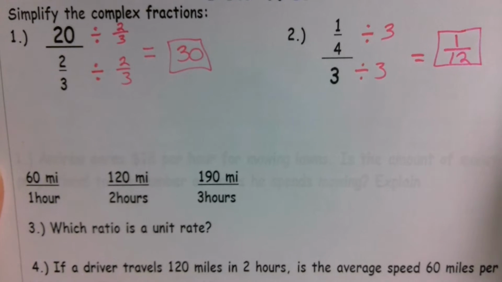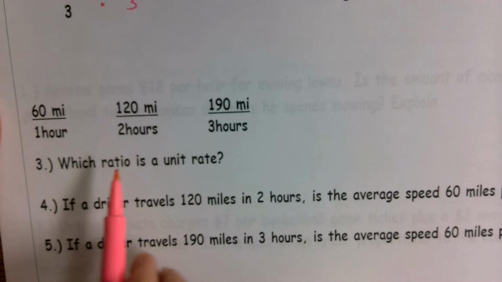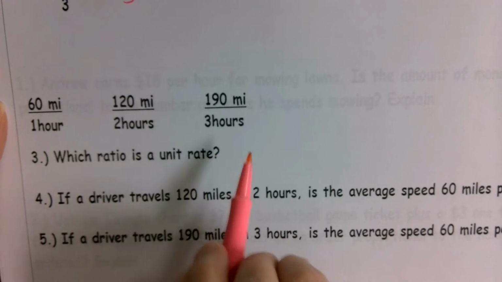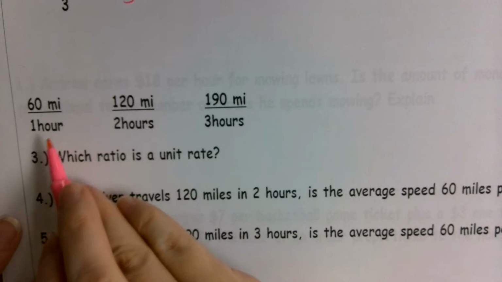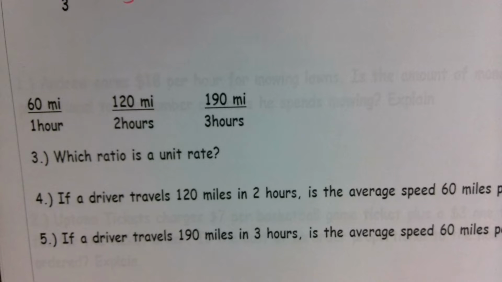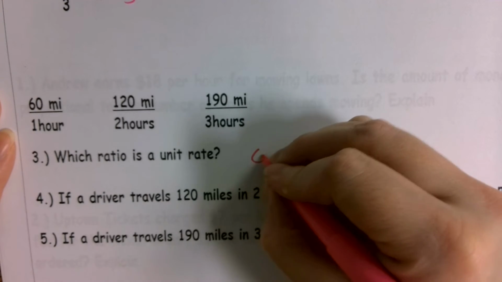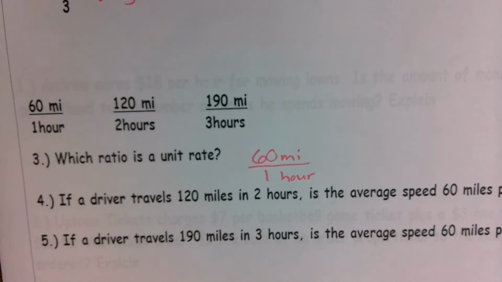Okay, now for here, given the following, we've got 60 miles over 1 hour, 120 miles over 2 hours, and 190 miles over 3 hours. Which one of those ratios is considered to be a unit rate? Which one is a unit rate, Christopher? The 60 miles. That's correct. The unit rate is going to be that 60 miles over 1 hour. Because remember, 1 as the denominator takes it into a unit rate. So 60 miles over the 1 hour is going to be considered our unit rate.